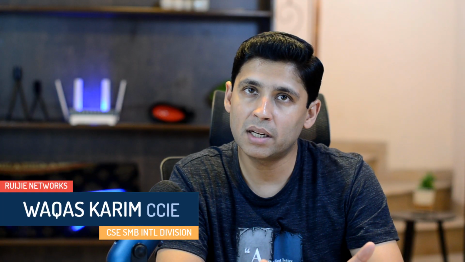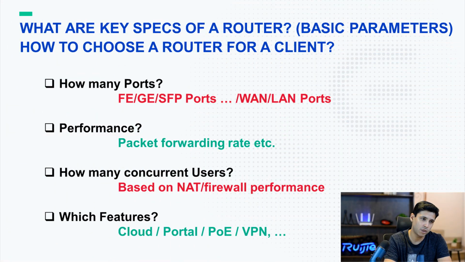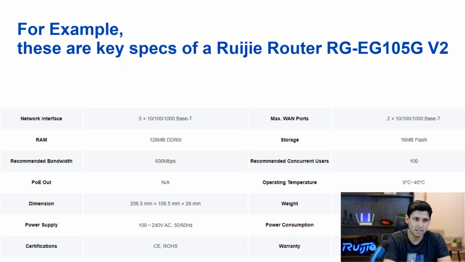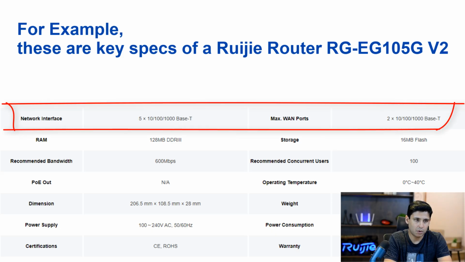So there are different criteria, just like we discussed for the switch. Similarly, for the router, when we are choosing, we have to see some basic parameters. Let's see what those parameters are when we are suggesting a router to a client, to a partner. First of all, we should look at how many ports the client requires. How many ports are sufficient according to the client's requirement, and which type of ports.